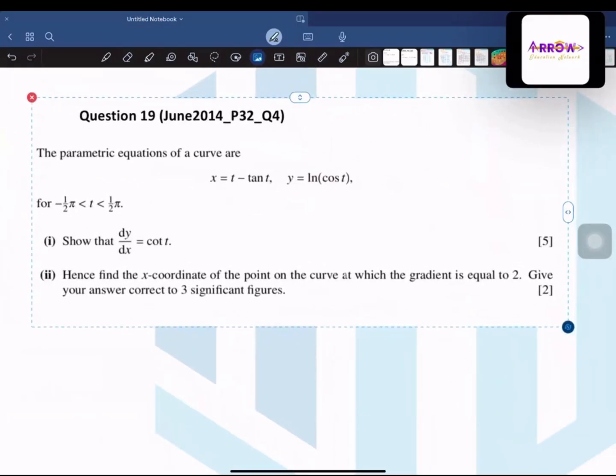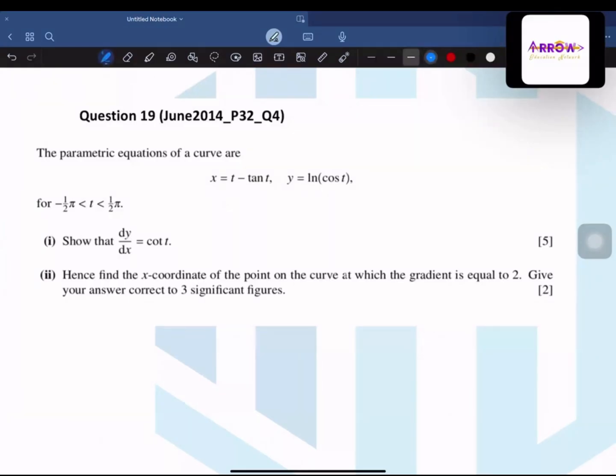And this is basically the paper in which I myself appeared in the P3 exam, 11 years ago. I did my A levels from The City School PAF Chapter, and I got an A star in A level mathematics. This was just a little bit of a thing to share. So this is May-June 2014, paper 32, question number 4.